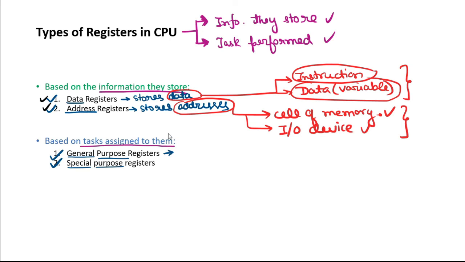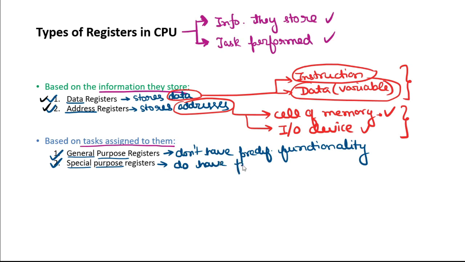What does it mean? It means that general purpose registers don't have any purpose, right? They don't have any predefined functionality. Whereas special purpose registers, as the name suggests, do have predefined functionalities, right? They have predefined functionalities. Okay.